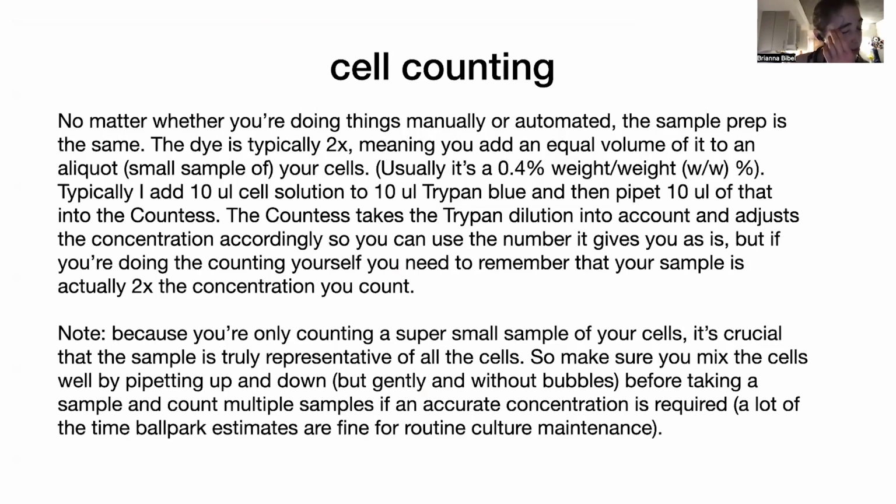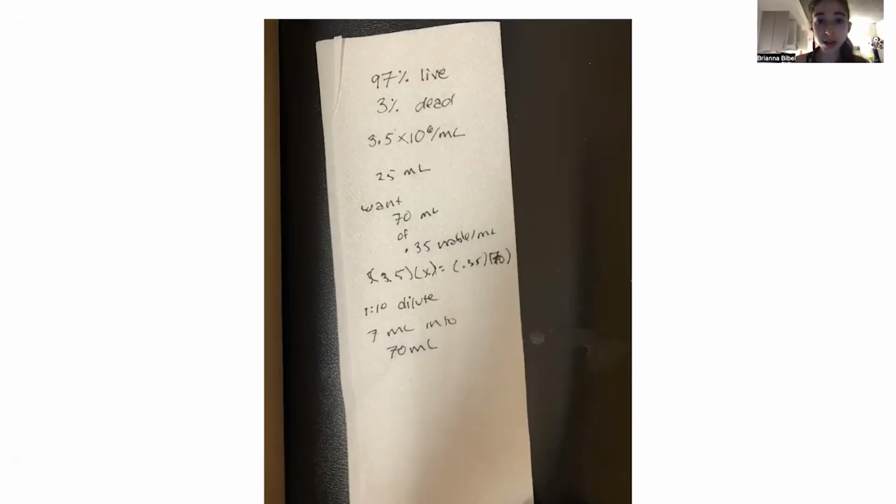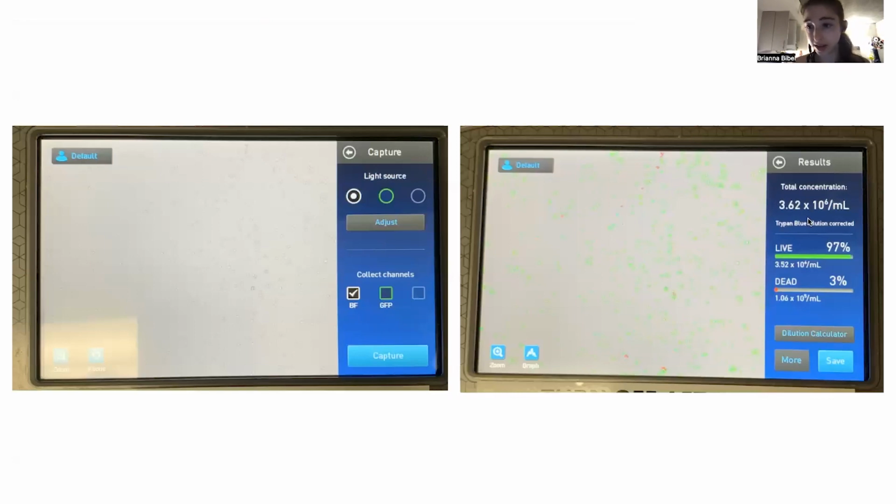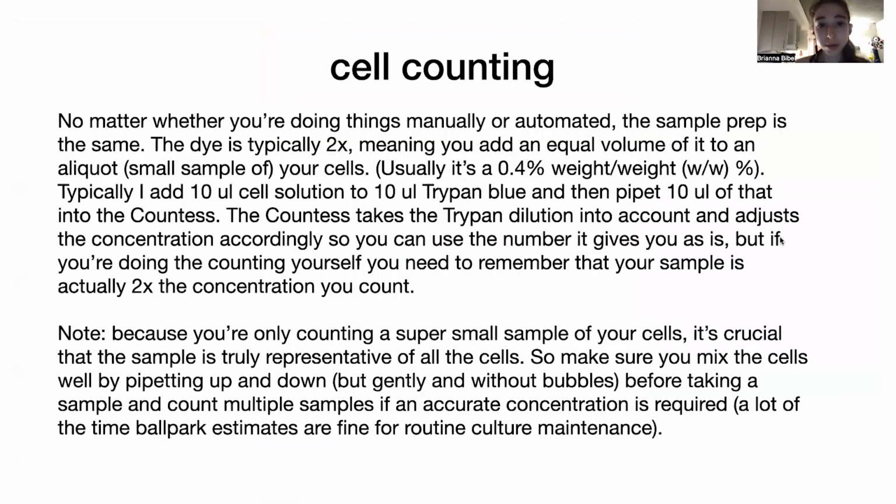Okay, just a little technical note. When you're using the Trypan blue, another thing that's nice is that the count is Trypan blue dilution corrected. The Trypan blue, when we use it, is typically 0.4%, and it's normally 2x. So basically you add one volume of it per volume of your cells. What I'll normally do is add 10 microliters of my cells to 10 microliters of this Trypan blue, up, down, up, down, up, down, and then into the slide.